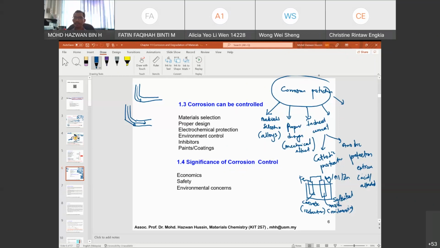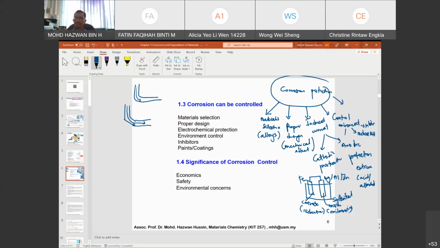Other than that, corrosion protection can be achieved by controlling the environment: by introducing corrosion inhibitors, by reducing relative humidity, and by removing chloride ions or other impurities. So this is where you control the environment, and when you do, it can also reduce the corrosion process. And finally, coatings. Coatings can be inorganic or organic. An example of an organic coating that we see a lot is paint.